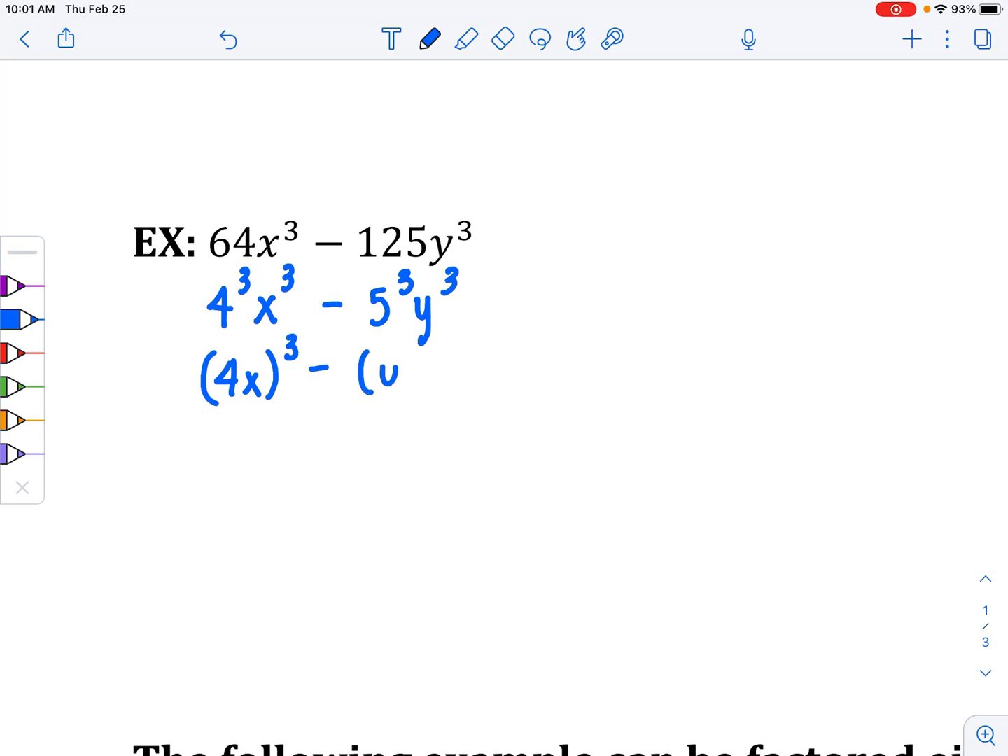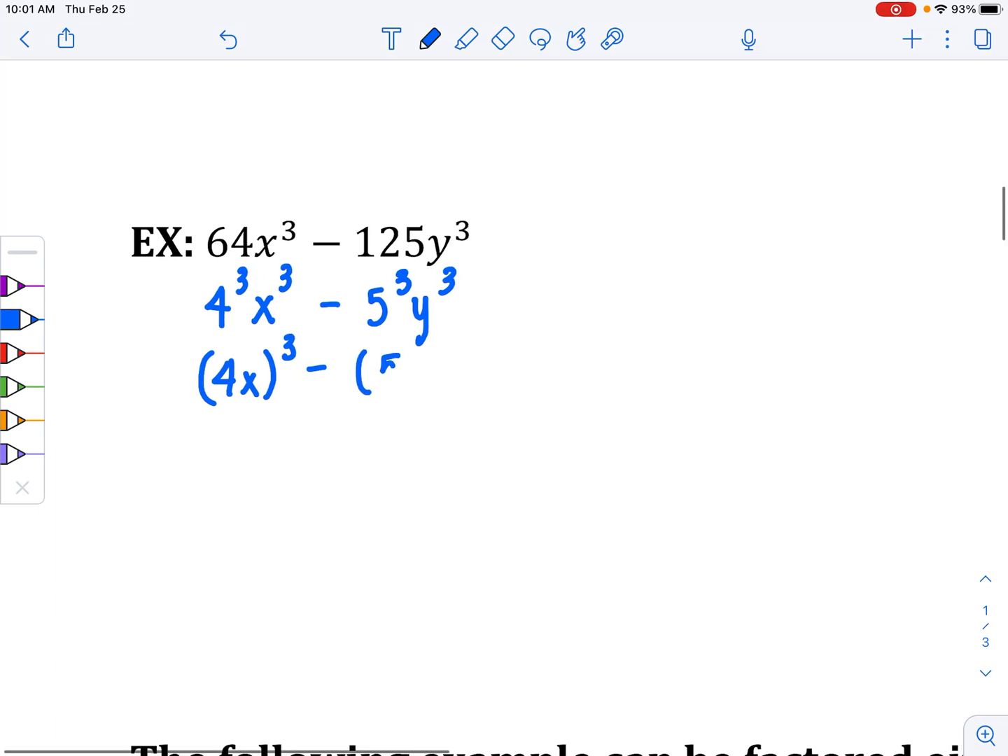cubed minus 5y cubed. This whole thing is my x, or my first perfect cube. And then here is all my y, my second perfect cube. So whenever I'm inputting x and y, this is my x term, this is my y term, because they are the perfect cubes. Since I'm doing difference of perfect cubes, let's keep our formula. We take our first term, subtract it by our second term.